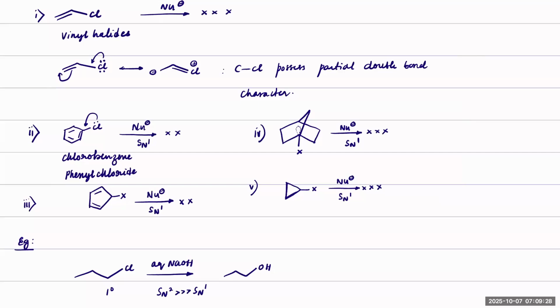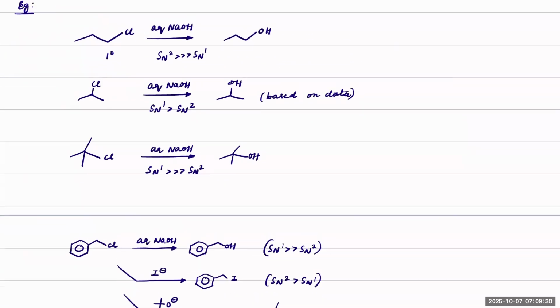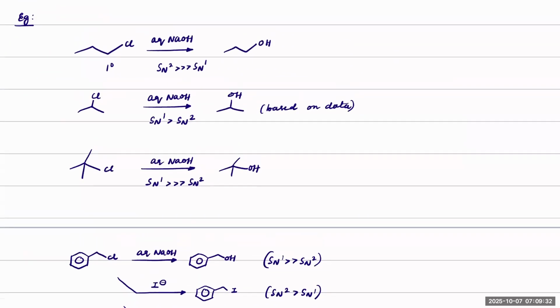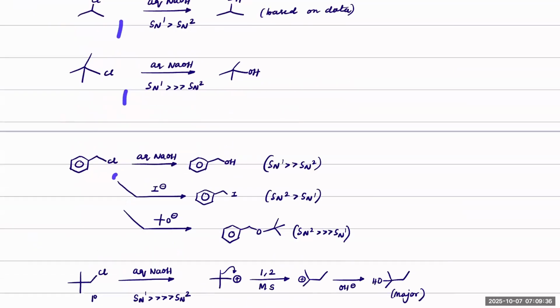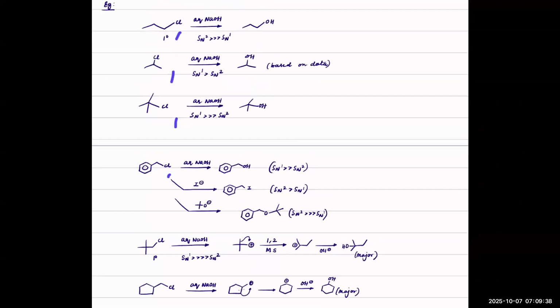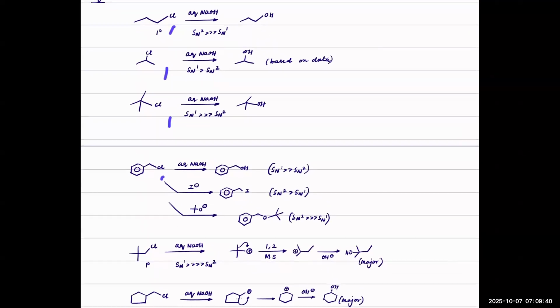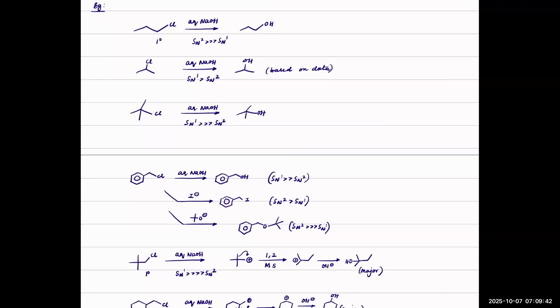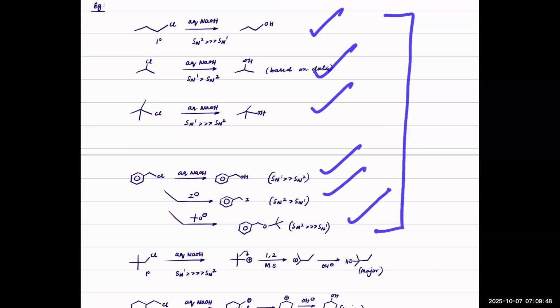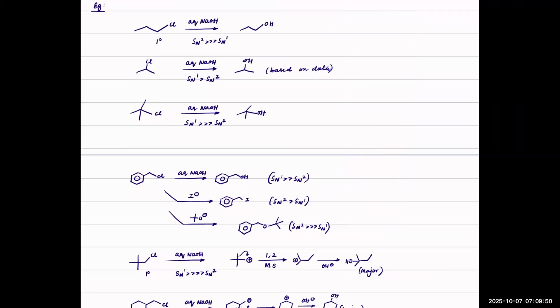And see the examples. So if you have 1, 2, 3, 4 examples, please check out in which case SN1 and which case SN2 is favorable quickly. If you have a problem, let me know. 1, 2, 3, 4, 5, 6. Check out all these 6 ones, and notice which case is going SN1 and which case is going SN2.